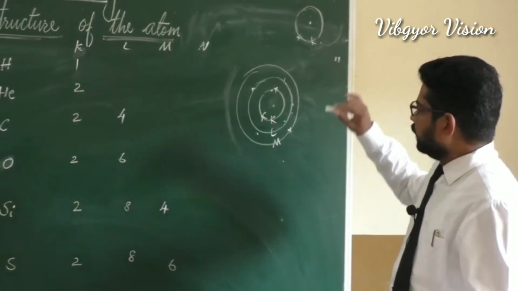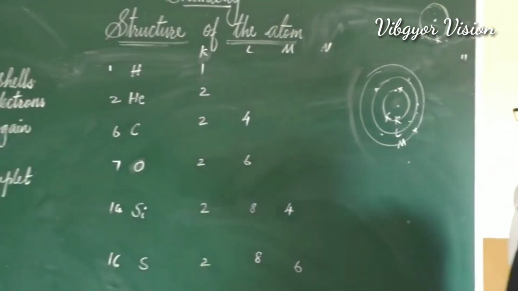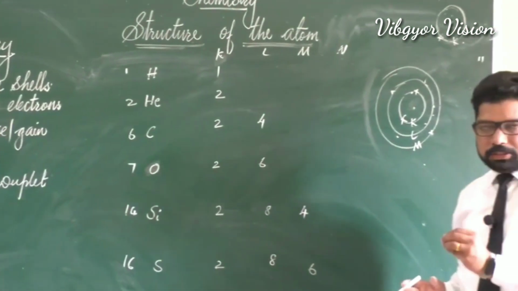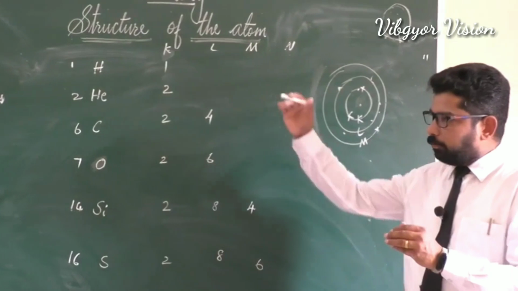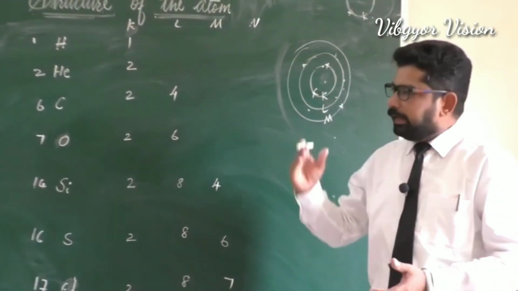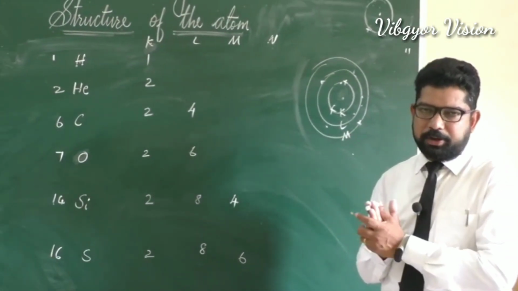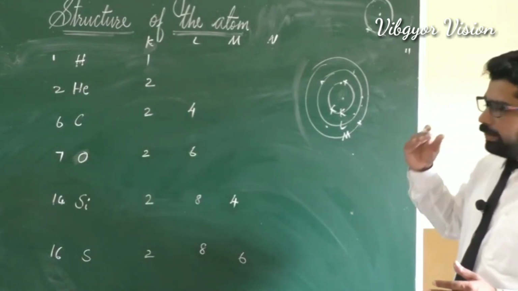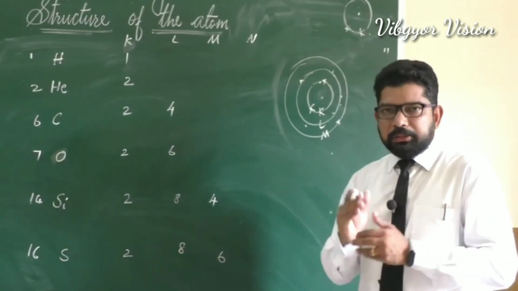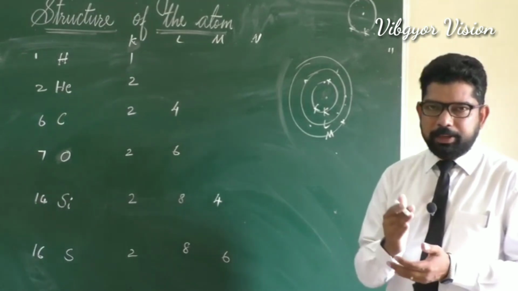One more thing we have to know: octet or duplet configuration. While learning the rules of writing the electronic configuration, we learned that there will be 8 electrons in the outermost shell of an atom. Why 8 electrons? Because if there are 8 electrons in the outermost shell, those atoms will be highly stable.